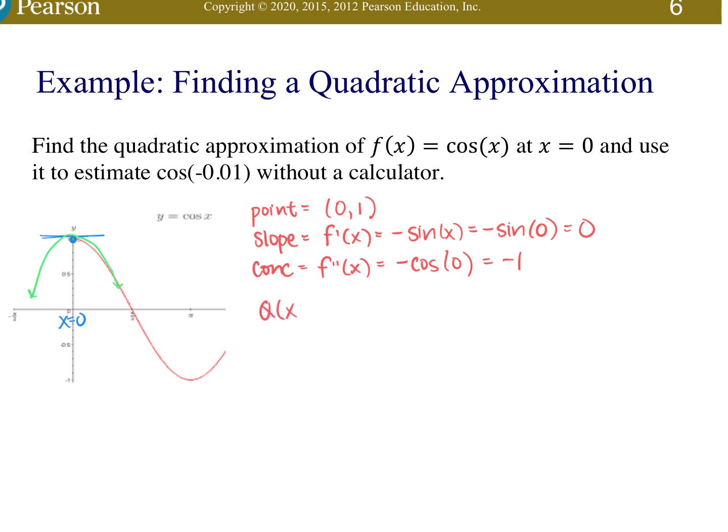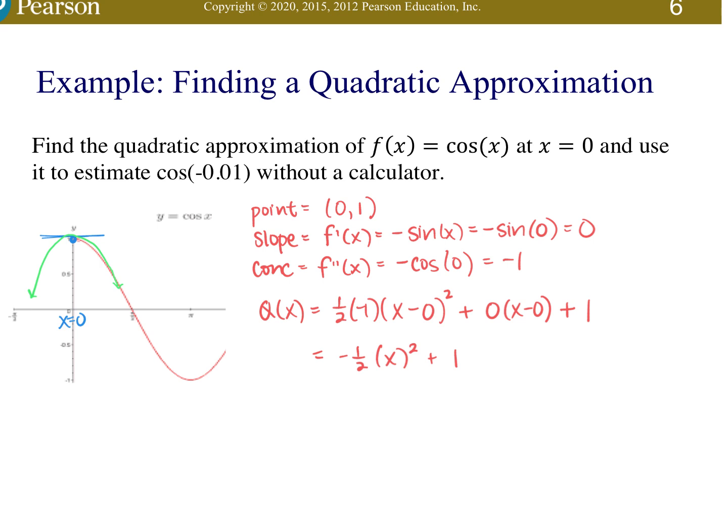So our quadratic approximation would be 1/2 times the concavity of negative 1 times x minus the x value of 0 squared. And then the second part would be the slope, so 0 times x minus 0, and then plus the initial point condition, which would be 1. So we'll simplify this to negative 1/2 of x squared plus 1. So we get a really nice parabola that will help us estimate the value of cosine.